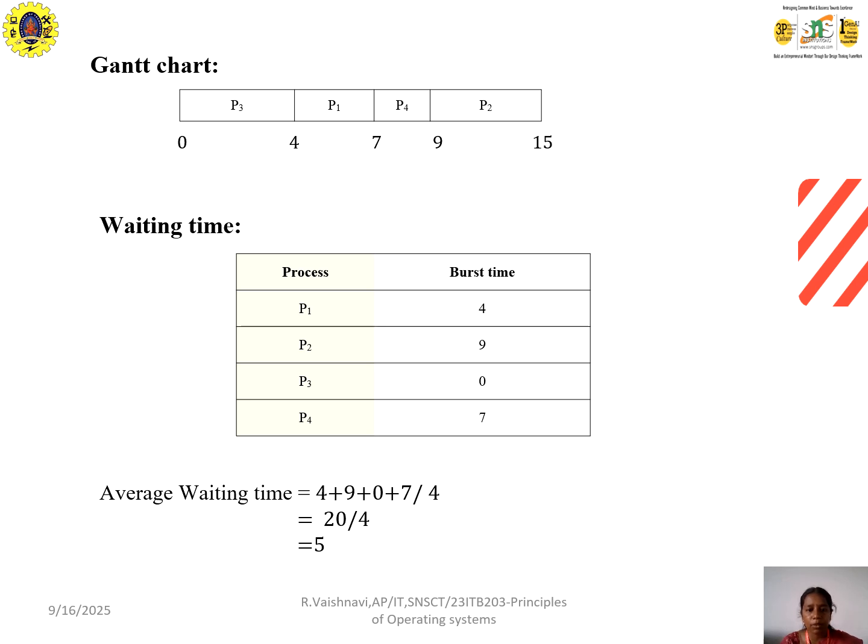And after process 1, process 4 executes. That value will be 2. So 7 plus 2 will be 9. And then process 2, the burst time will be 6. So 9 plus 6 will be 15.